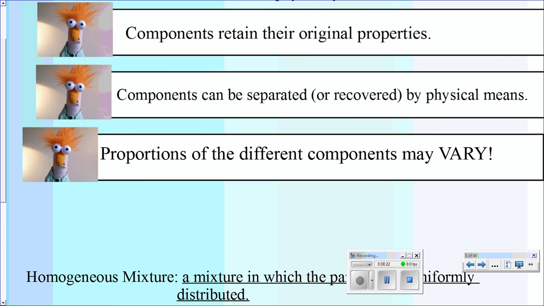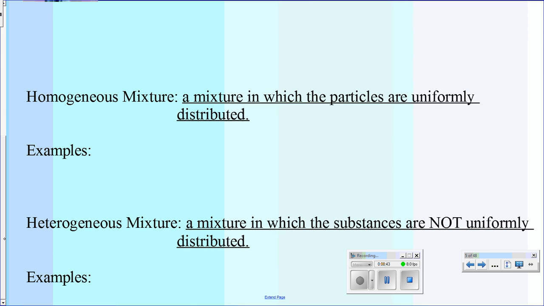And the proportions of the components may vary. So we mentioned in a compound like water, we have to have a ratio of 2 hydrogens for every 1 oxygen. You can vary your components in a mixture. For example, if you're making Kool-Aid, you can put in lots of Kool-Aid mix and make it really strong, or not as much and make it really weak. So you can vary the ratios of those components.